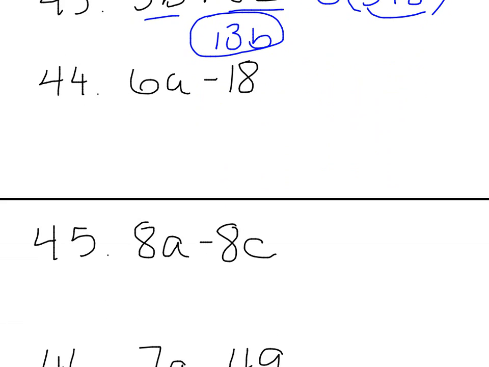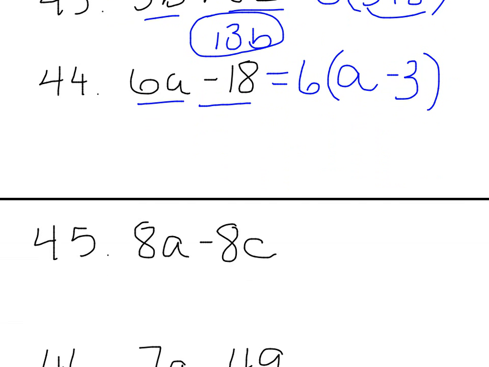On number 44, what they have in common is a 6. So I'll take a 6 out and put a parentheses. What's left from the first term is an a, and what's left from negative 18 is negative 3, and so that is your answer right there: 6 in the parentheses, a minus 3.